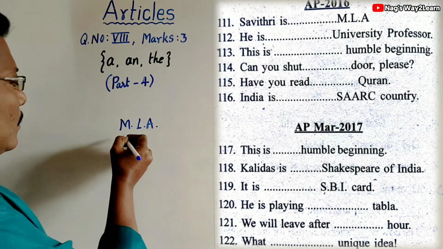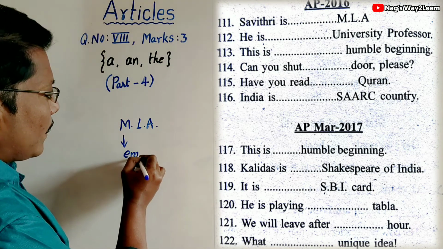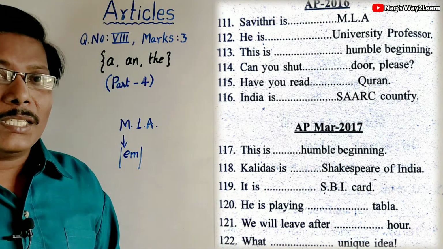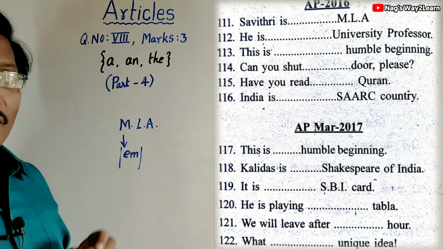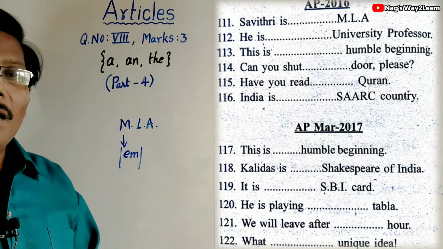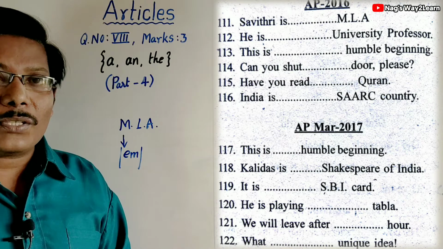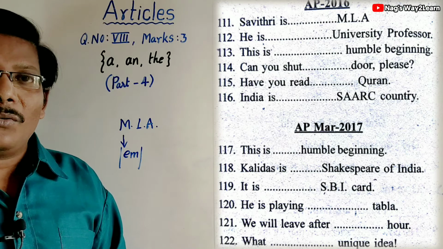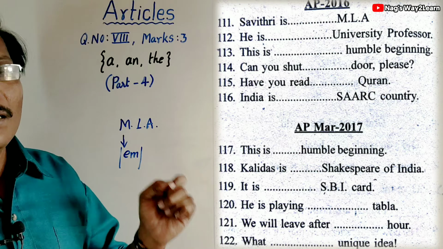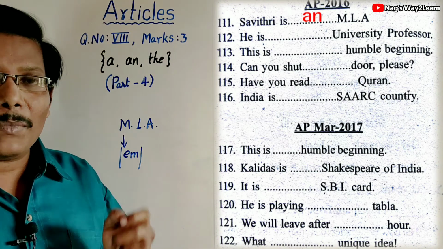So that means here MLA, this M is pronounced with M sound. M is nothing but a vowel sound. Even though the letter is a consonant, we are pronouncing with a vowel sound. And I already told you that before the words which begin with vowel sounds, there should be an. Okay, so the answer is Savitri is an MLA.